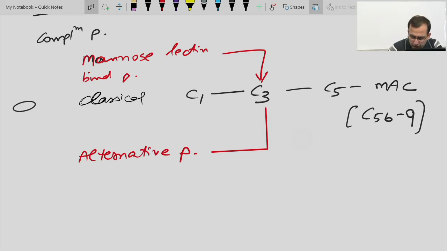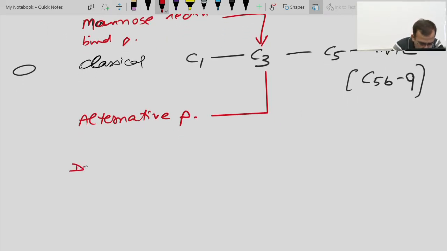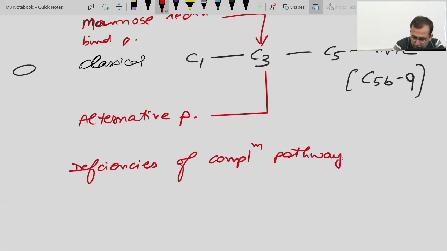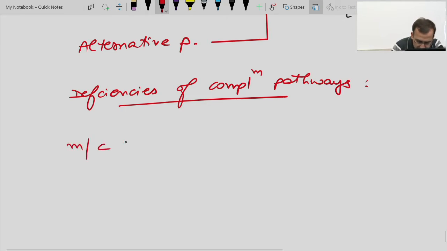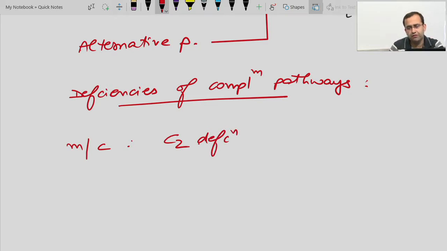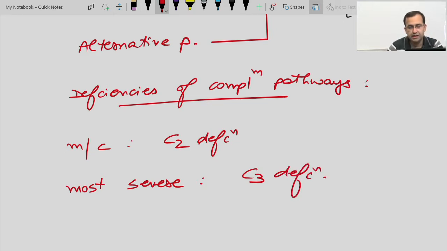C3. Next point, much more important than the pathways are the deficiencies of the complement pathways. First point, the most common deficiency is deficiency of C2, complement factor 2 protein, whereas the most severe is the C3 deficiency. Why? Because all the complement factors were converging on C3, so most severe is C3.